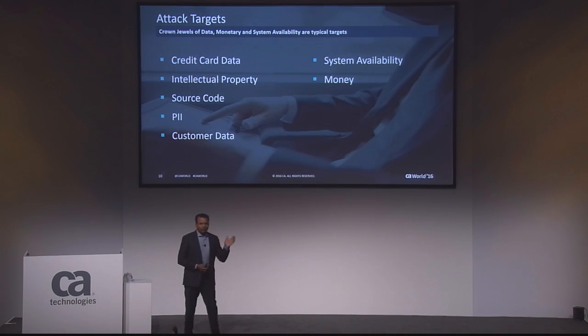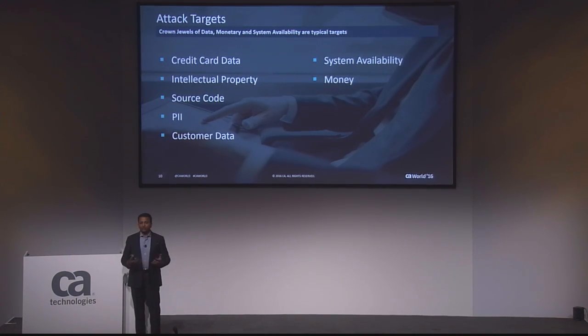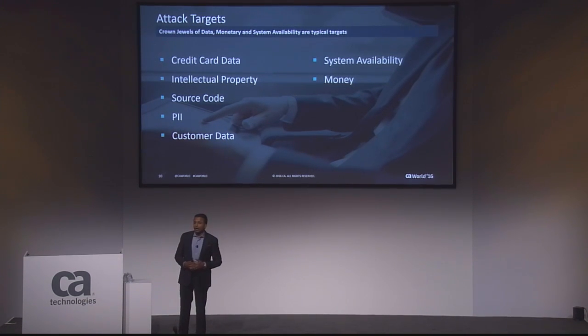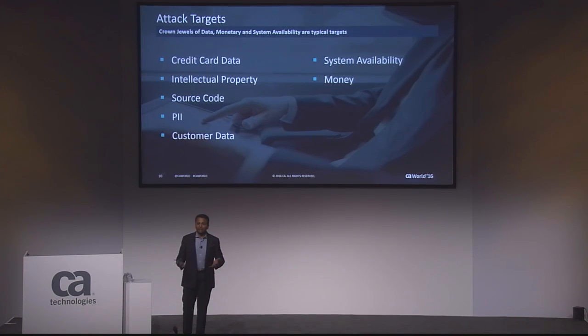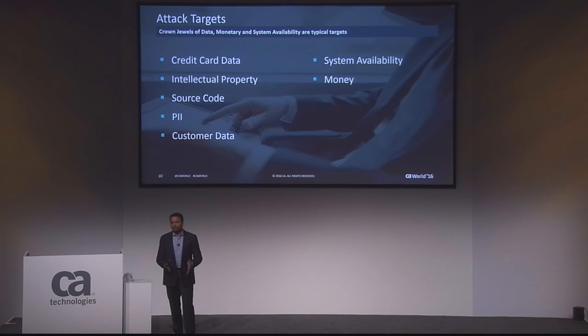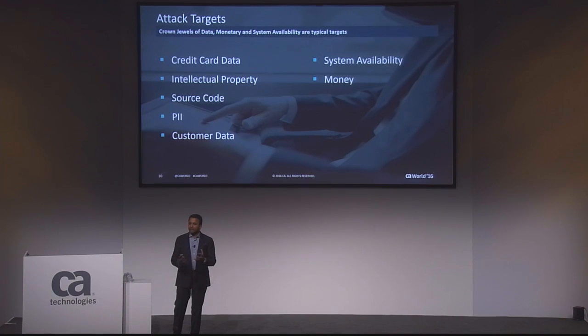Attack targets. What you see on the left side of the screen is how at CA we categorize our crown jewels. The crown jewels fall under five categories for us: credit card data, intellectual property, source code, personally identifiable information, and customer data. So those are the crown jewels as we categorize them. We are constantly trying to discover them and drive the right level of ring fencing around this data and look at different patterns, to understand how we are adopting the right protect and detect solutions to protect our systems.